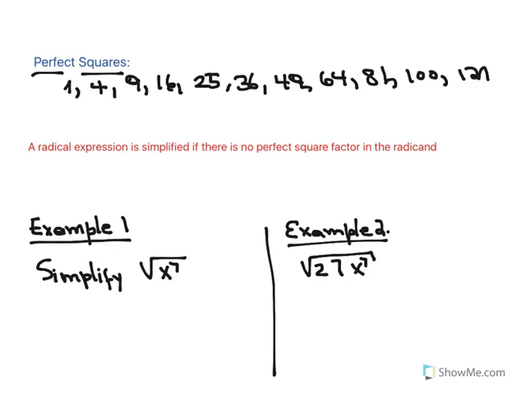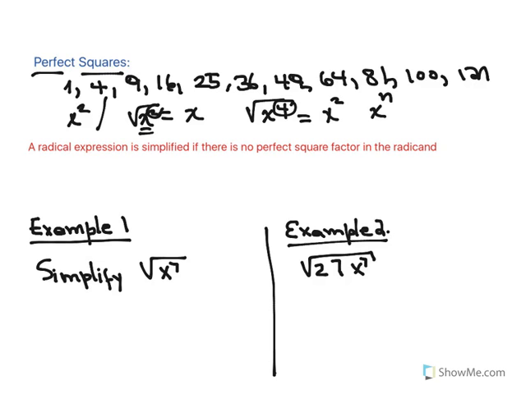In the same token, x squared is a perfect square, right? Remember that the square root of x squared, if x is a positive number, is x. The square root of x to the 4 is x squared. So if we have even powers, these expressions, x to the n is perfect if n is even. Okay? So if we have something like x to the 7, x to the 7 is not perfect.